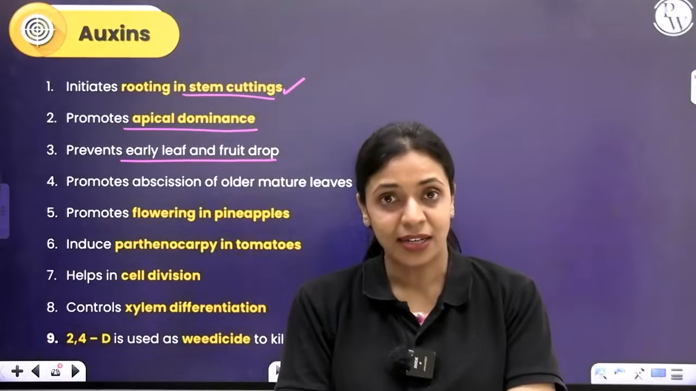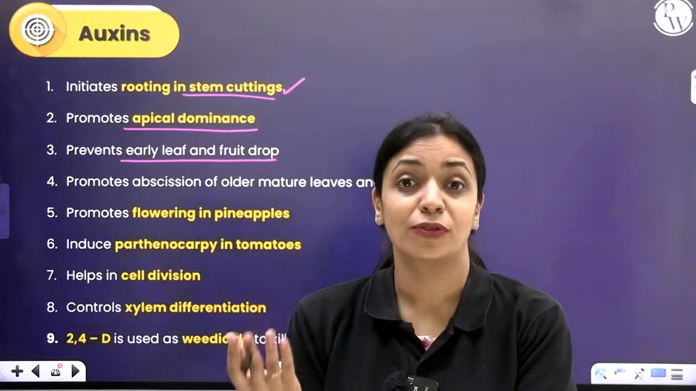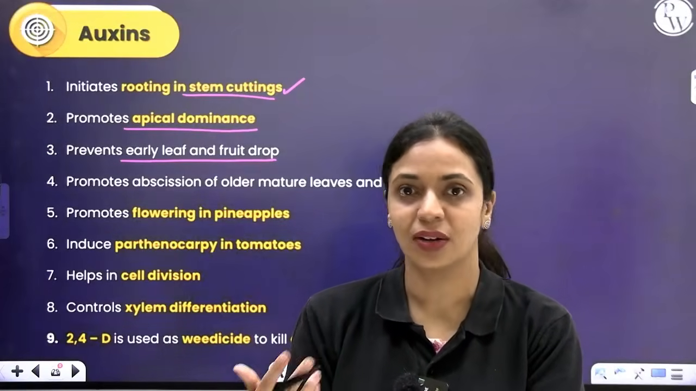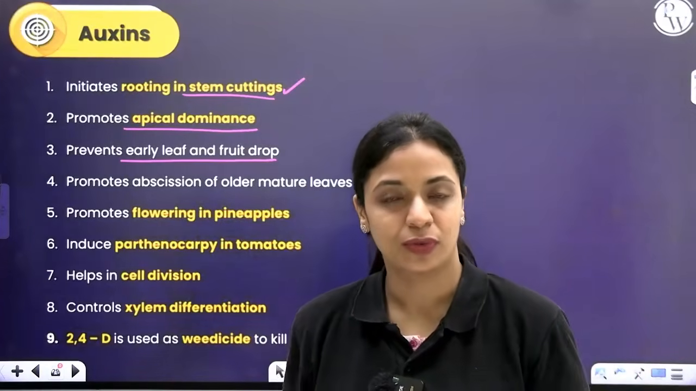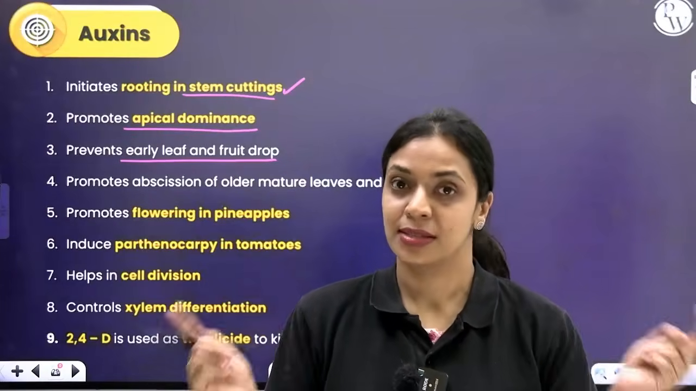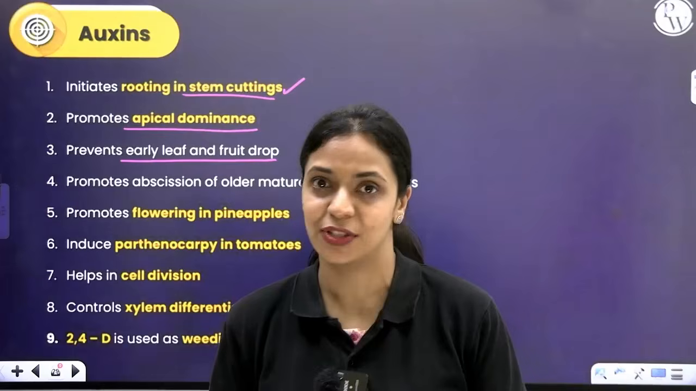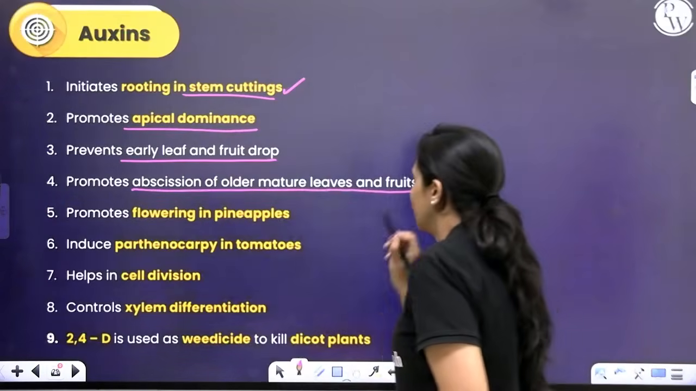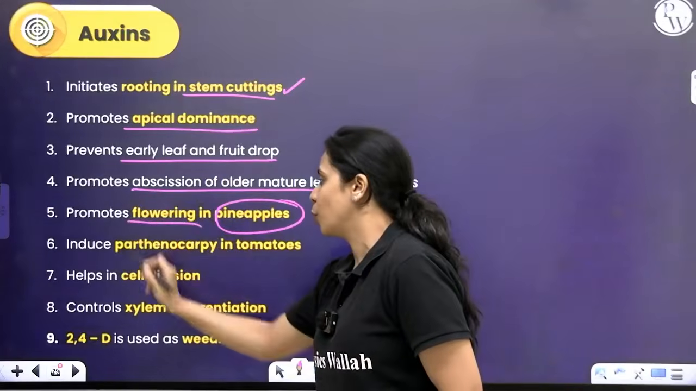Second, it prevents early leaf and fruit drop. It will prevent young leaves which are functioning well from dropping. If a fruit is not fully developed, the seeds are not developed, what is the point of it falling down? If it falls down, the seed cannot germinate and become a new plant. So when it is not time for the fruit or the leaf to fall, it will prevent it from falling. But the same auxins will promote the abscission or falling off of old leaves and mature fruits. Okay? It promotes abscission of older mature leaves and fruits. Specifically in pineapple plants, auxins promote flowering.